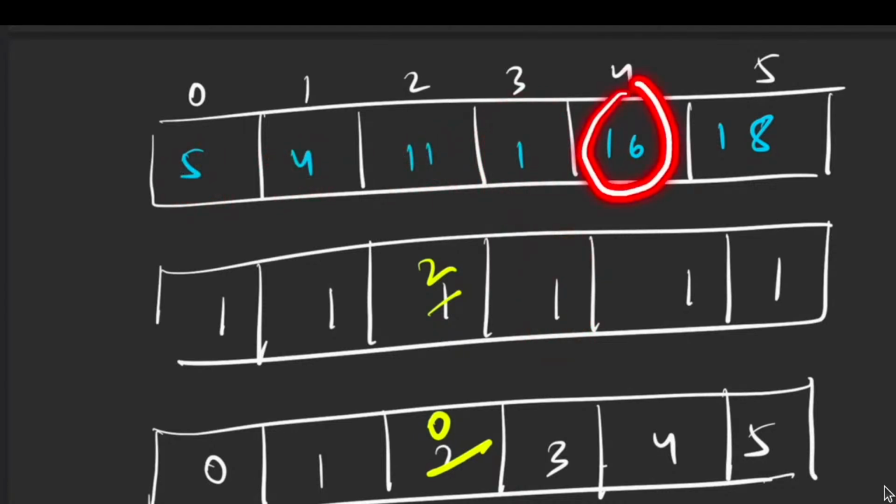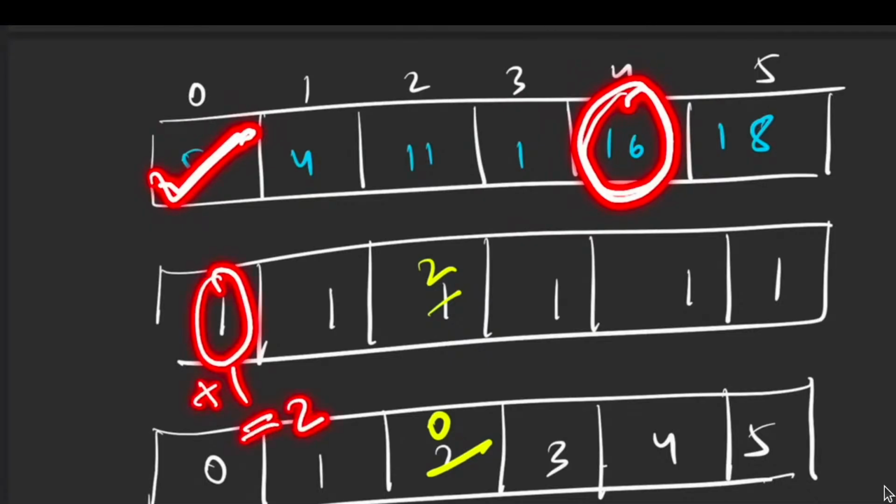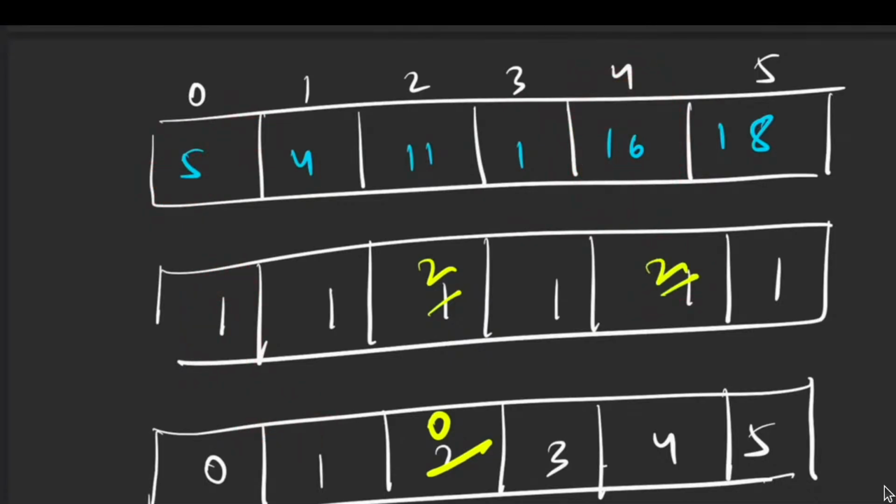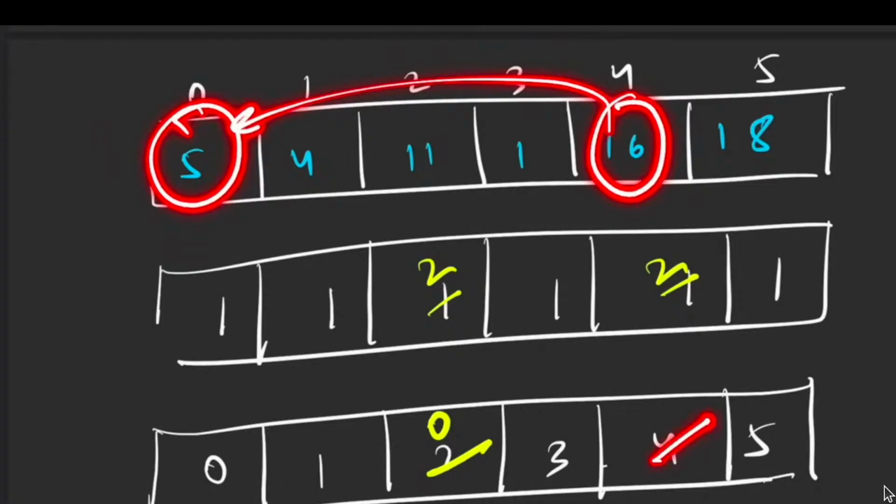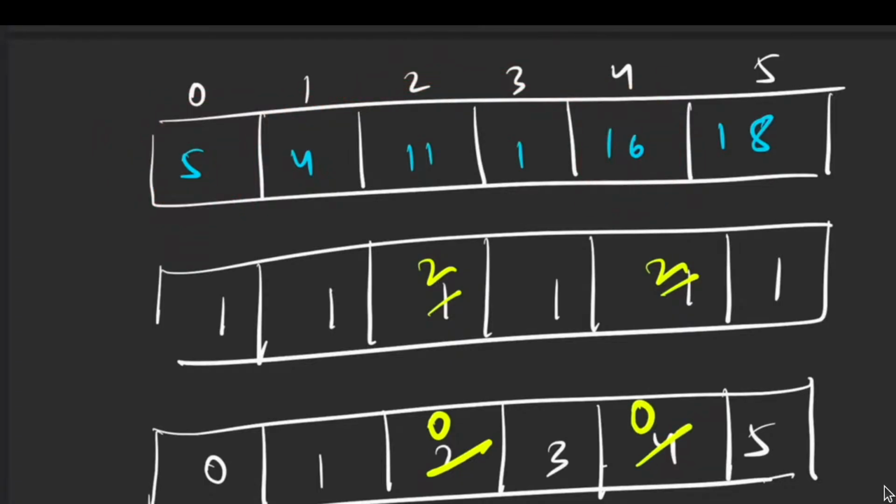Next, you go to 16. It says that 5 can be a possible answer. So 1 plus 1 will give it 2, so this guy will be 2. So please update it to 2. So what I'm saying is for the 16, before this there was 5, so let's update this to index 0. Perfect. Next this is 4.